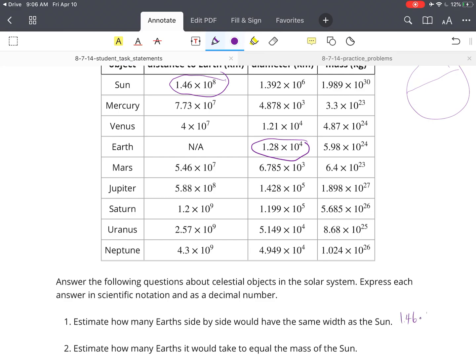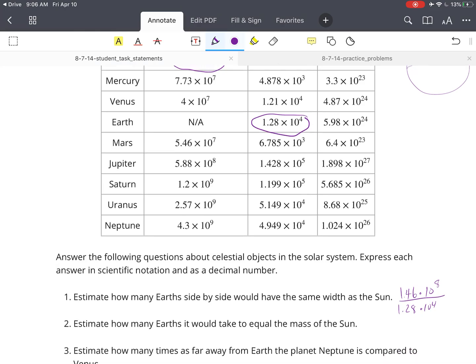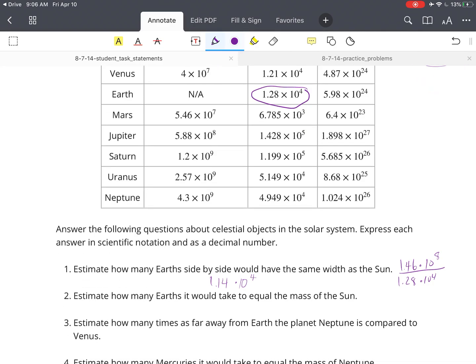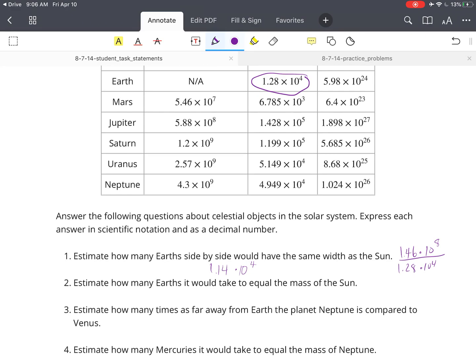So 1.46 times 10 to the 8th over 1.28 times 10 to the 4th. So I really wish I had an on-screen calculator. I think that would be legit. Divided by 1.28, because then you could see what I'm typing. So this comes out to be 1.14. And then I'm just gonna estimate that, times 10 to the 8 minus 4 is 4. So that's how many Earths you would need. That's about 10,000 Earths side by side. It's a lot.